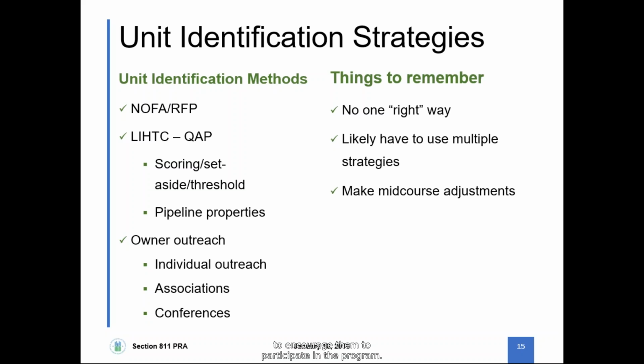Some grantees are also using outreach to owners and property management firms to encourage them to participate in the program. This can include one-on-one outreach regarding the program, as well as presentations to development and apartment associations, and presentations and networking at housing conferences. What's important to remember is that there's no one right way to do this, that each state will likely have to use multiple strategies to acquire enough units, and that you will probably need to be prepared to make mid-course adjustments.